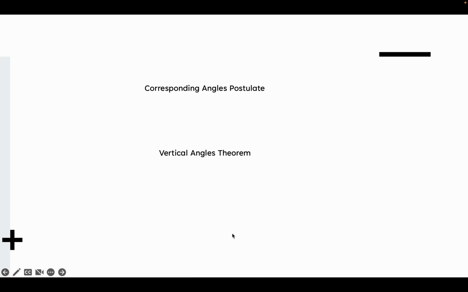So those are the two rules that you need to know and to be able to cite when we work with these things. You know corresponding angles postulate, and you know vertical angles theorem. Now you have some work to do with these. I know you can do it. Go get it.